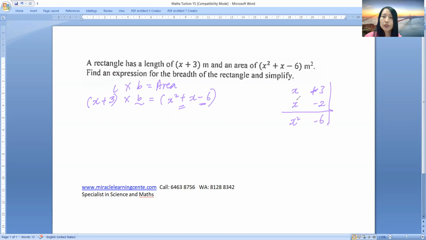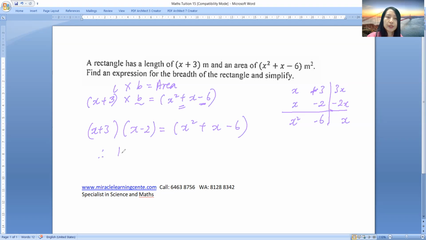So let us check. We'll have 3x over here, and here will be −2x. So 3 minus 2 will be x. Okay, that is correct, x over here. So the two factors will actually be (x + 3) and (x − 2), which will be equal to x² + x − 6. So therefore, the breadth is x − 2 meters.